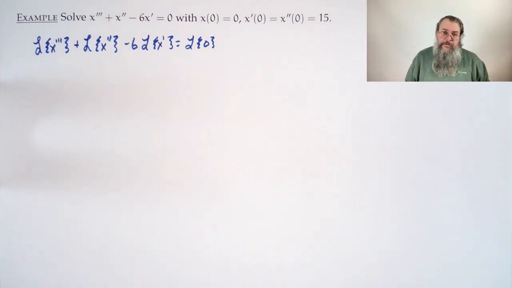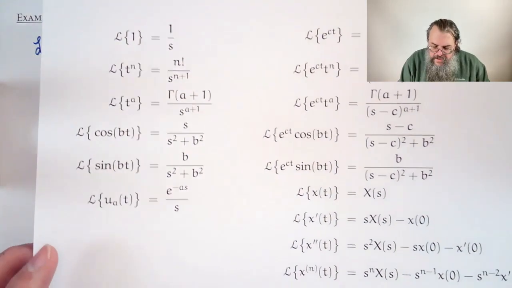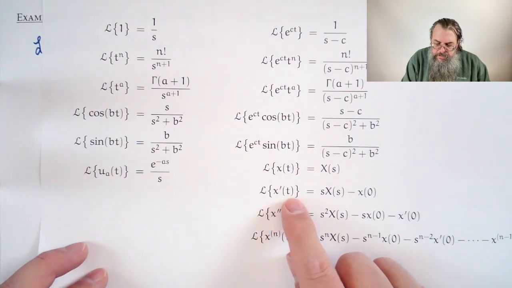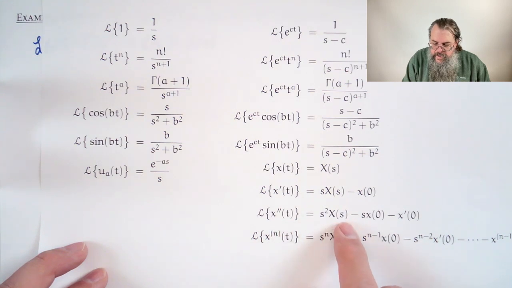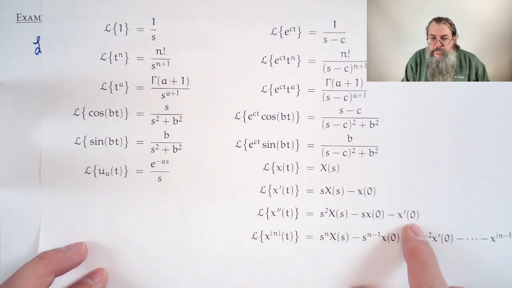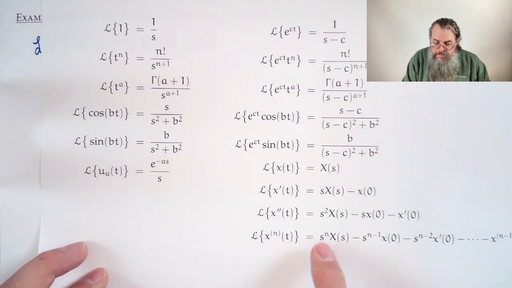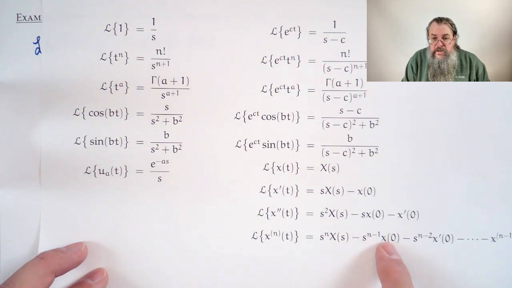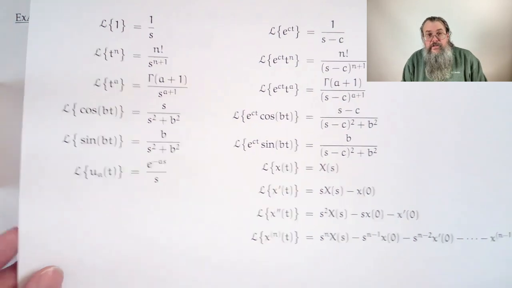Now, what about these other pieces? Well, they involve the Laplace transform of derivatives. And of course, you always have your equation sheet of some kind handy. And we see, for x prime, it'll be s X(s) minus x(0). For x double prime, s squared X(s) minus s x(0) minus x prime(0). And in general, this includes the third derivative: s cubed X(s) minus s squared x(0), then minus s x prime(0), and then at the end minus x double prime(0).